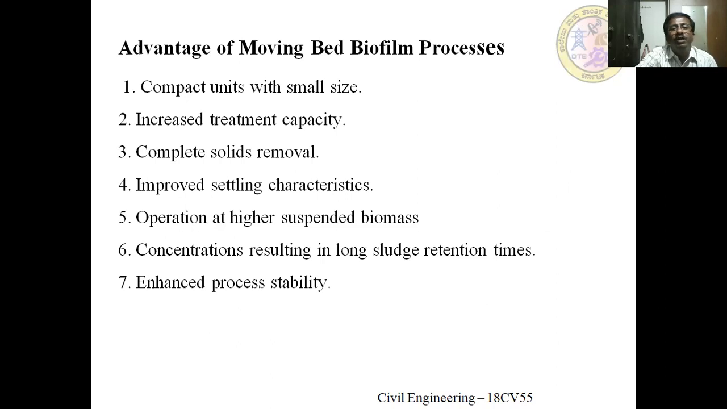The advantages of the moving bed bioreactor biofilm process are compact units with small size, meaning less land area is required; increased treatment capacity, meaning it is possible to increase the treatment capacity of existing plants; and complete solid removal. The removal of solids is more when compared to any other treatment. Improved settling characteristics mean the solids present in wastewater settle as quickly as possible. Operation at higher suspended biomass concentration results in long sludge retention times, enhancing process stability. These are some of the advantages.